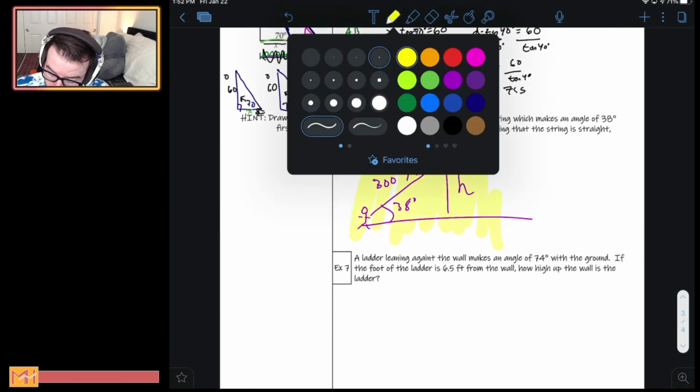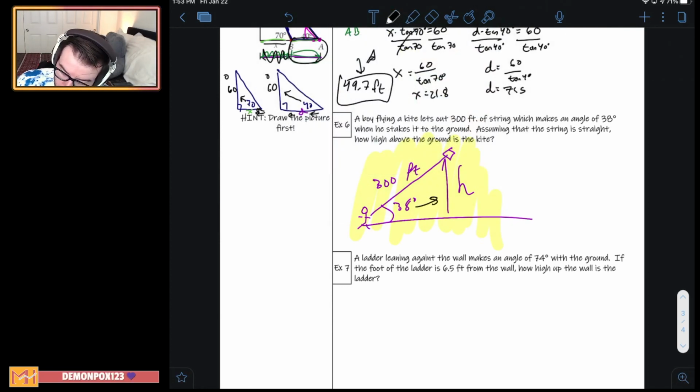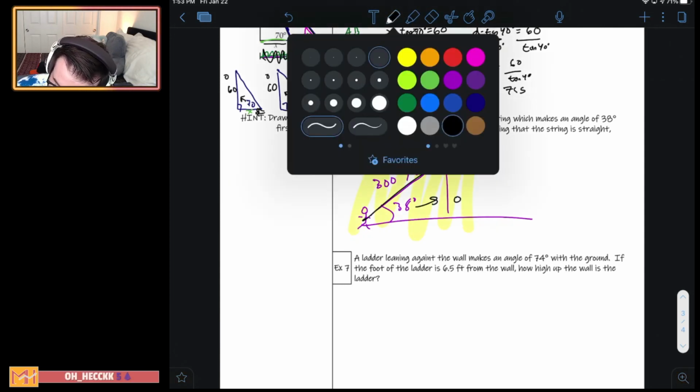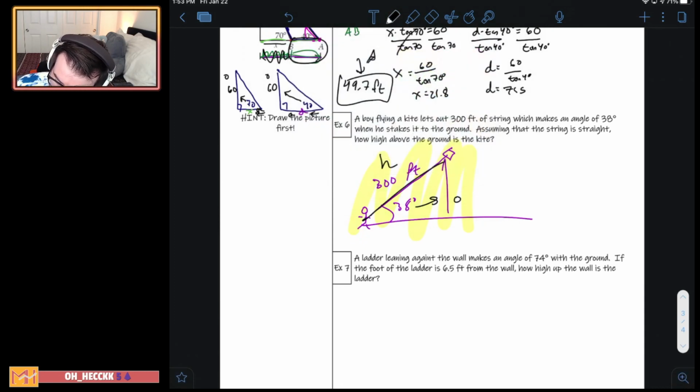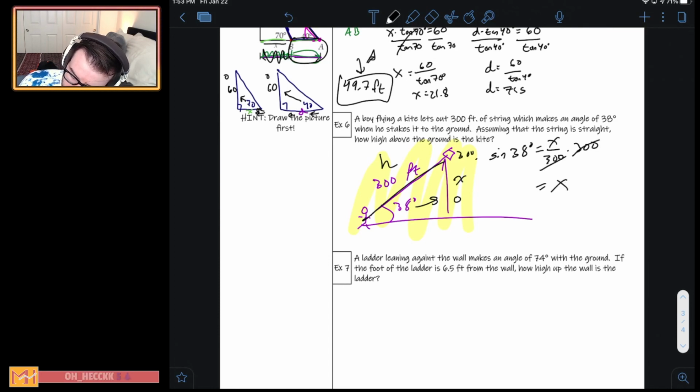Okay, so hopefully you gave it a shot. You should have said, okay, this is the opposite side and this is the hypotenuse. Maybe I shouldn't call this h anymore. Let's call it x, I guess. The height is x. So, sine of 38 degrees. Why sine? Because it's opposite and hypotenuse. X over 300. You multiply by 300 to cancel it out. And you plug that into a calculator. And it tells you the magical answer.